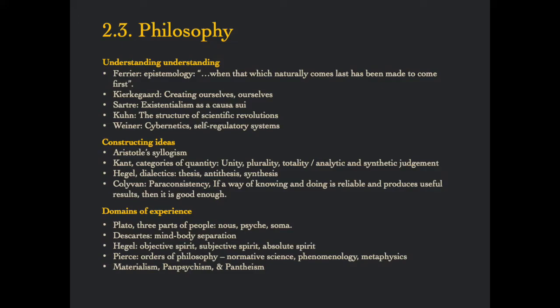And then Hegel's dialectics of thesis, antithesis, and synthesis, which is an upgrade or an updated version of Aristotle's syllogisms. And then we have Kalivan's paraconsistency. And his idea is that if you have a way of knowing and doing that is reliable and produces useful results, then it is good enough, which is an answer to Kurt Gödel in some respects, which is to say that as you go through recursions, there are some things that continue to persistently work, and if they continue to persistently work, then you can continue using them because of that.